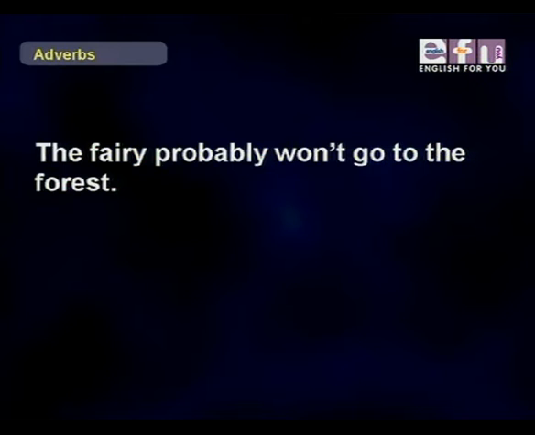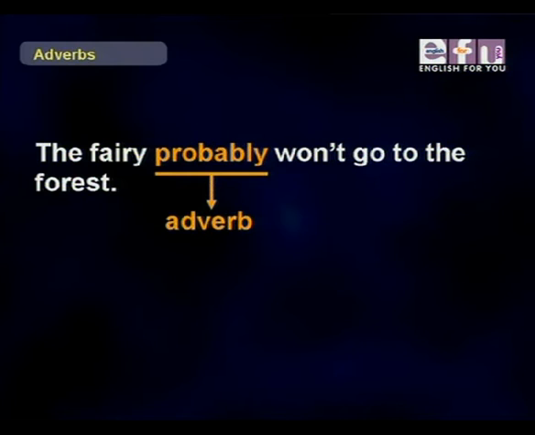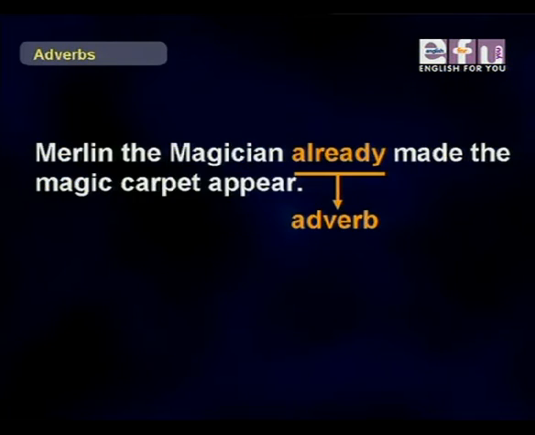Now, another type of adverb is called a mid-sentence adverb. Have a look at these sentences. The fairy probably won't go to the forest. Merlin the magician already made the magic carpet appear. In the first sentence, probably is an adverb. And in the second sentence, already is an adverb.